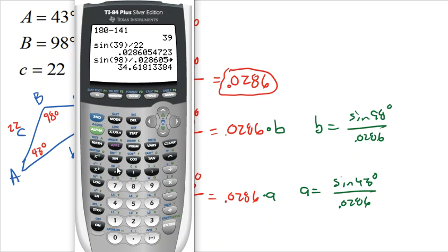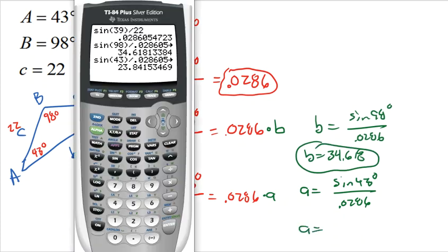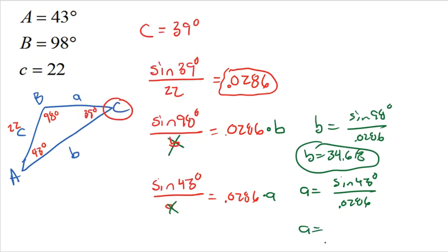And I'm going to do the same thing for A: sine of 43 degrees divided by, again, I'm going to grab all those decimals, is 23.842. So little b is 34.618. There's little b. And little a, I forget what it was, I got to go back, 23.842. How cool and simple and easy is all of that? So awesome. It really is an easy law, and it's awesome.